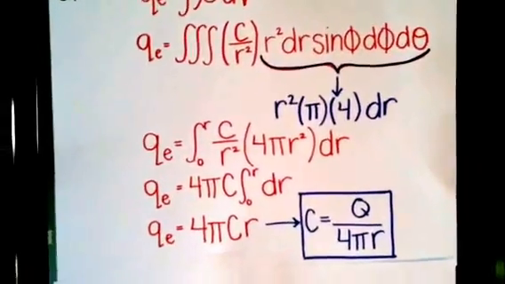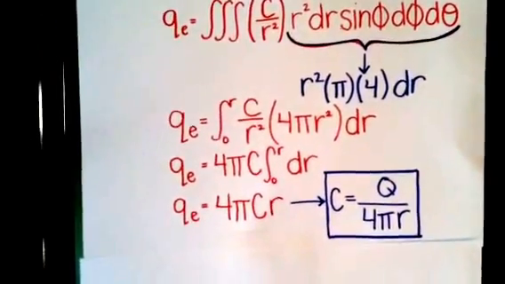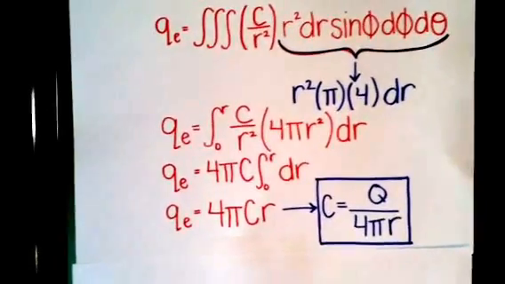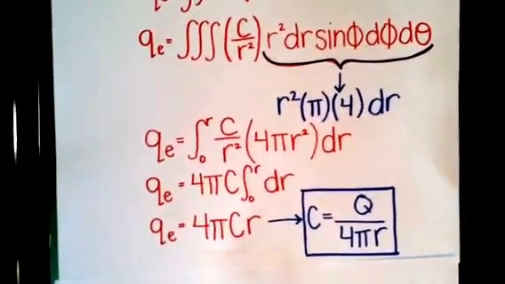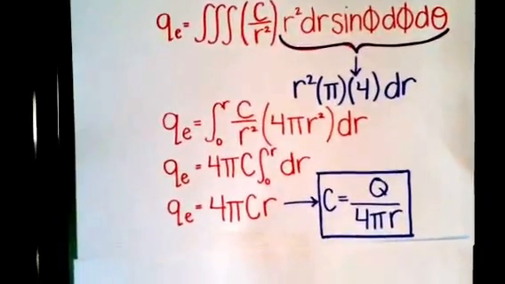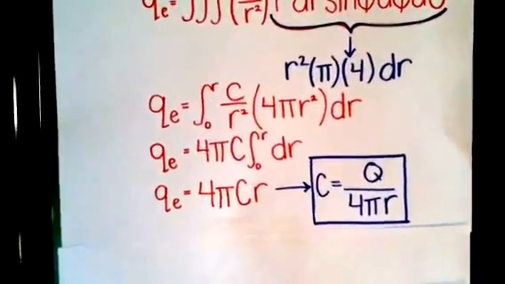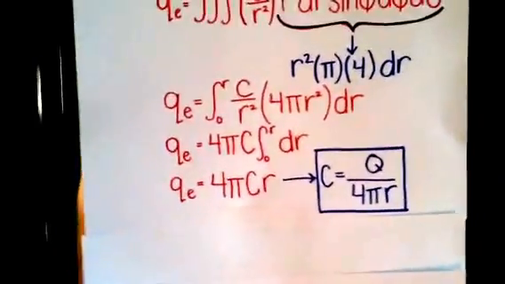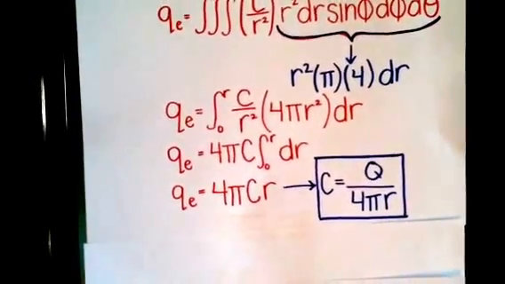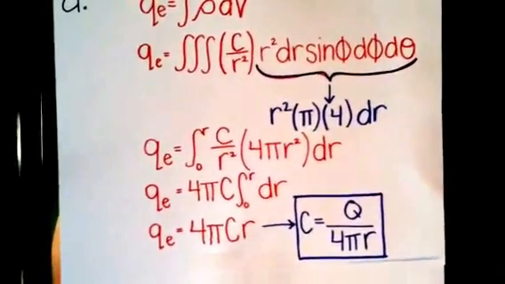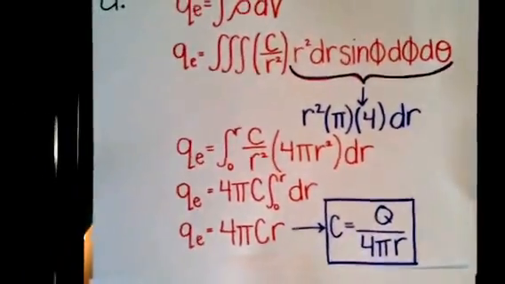So plugging that into our integral, we get Q enclosed equals the integral from 0 to R of C over r squared times 4 pi r squared dr. Simplifying further, we can plug in R and find that our integral equals Q equals 4 pi C R. And now solving for C, we get Q over 4 pi R. And that is our solution to A.